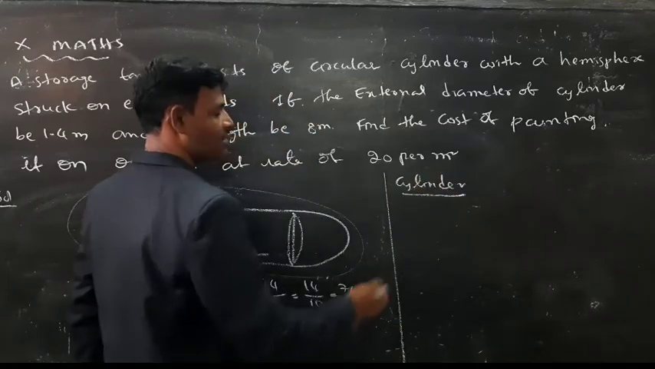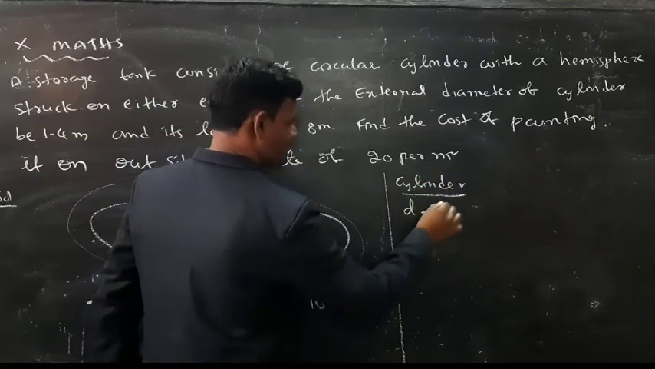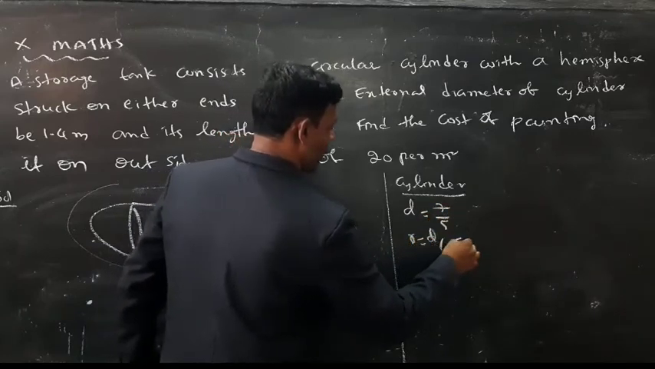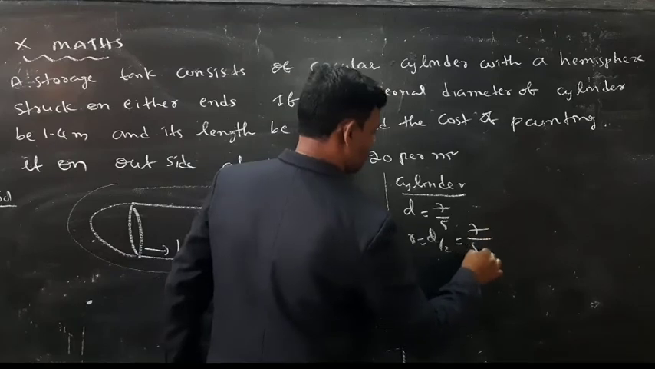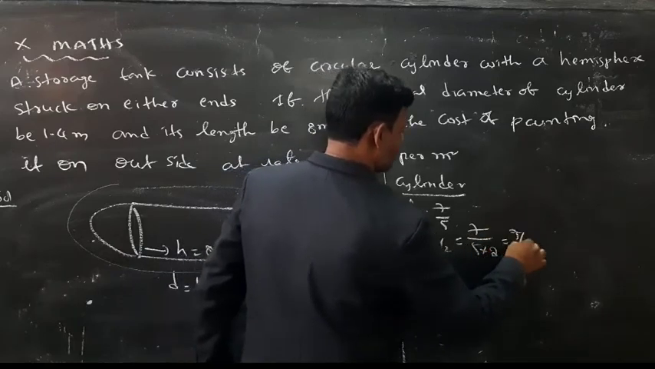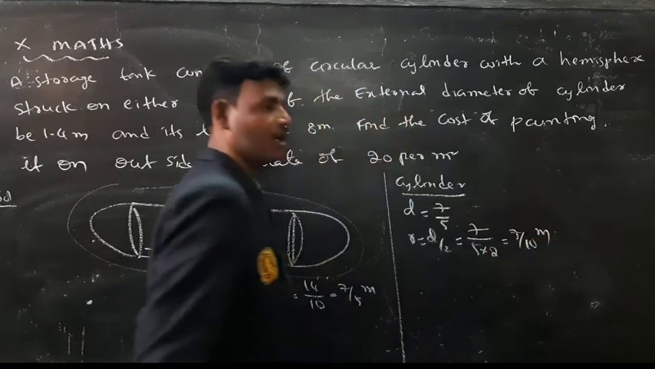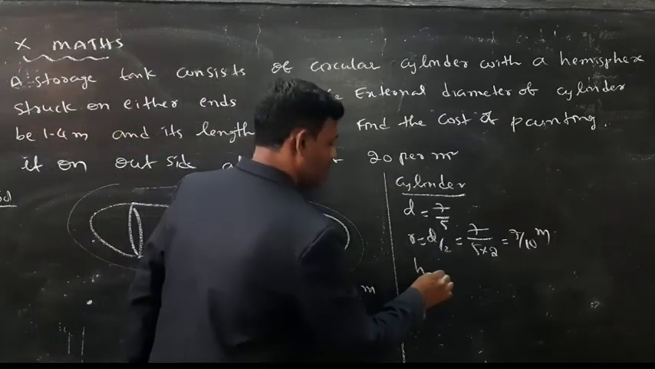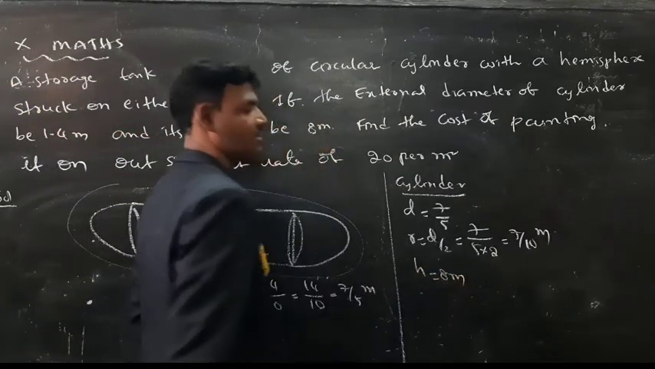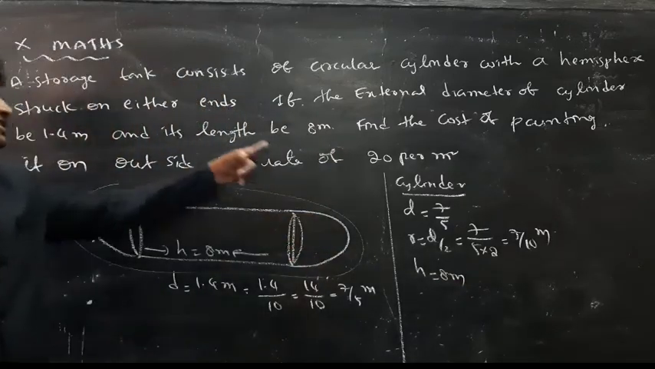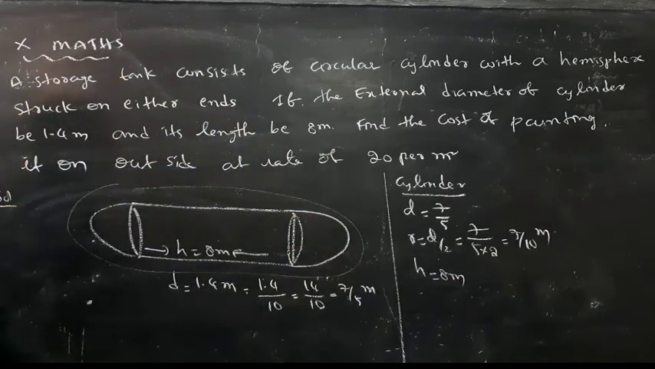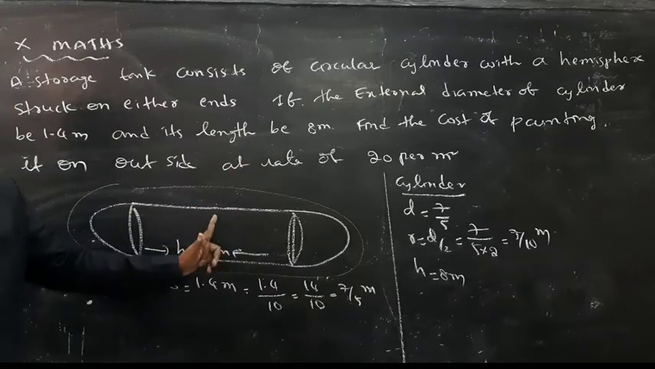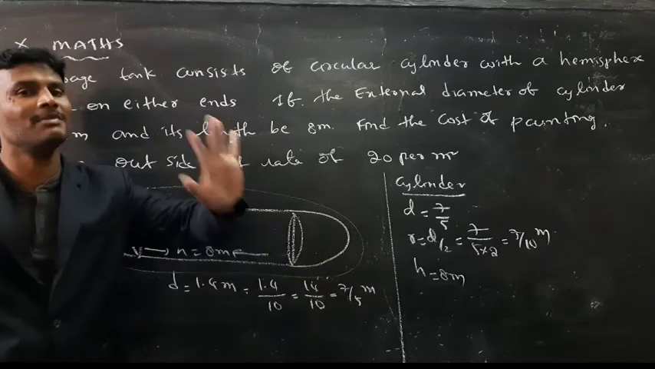What are the dimensions? First, diameter is equal to 7 by 5. Radius is equal to d by 2, which is 7 by 5 into 2, equal to 7 by 10 meters. Radius of the cylinder is 7 by 10 meters. Similarly, height is equal to how much? 8 meters. Now, to find the surface area of the tanker, I need the curved surface area of the cylinder and also the CSA of the hemisphere.